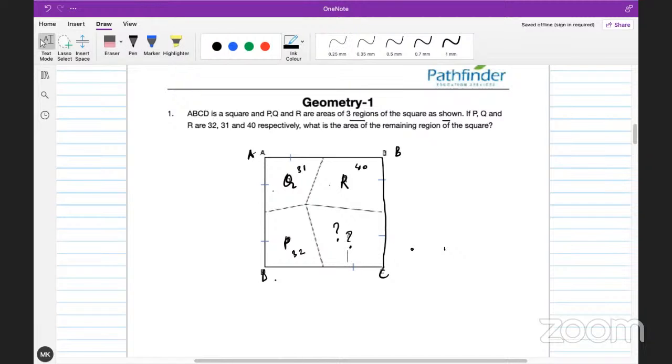It's a very interesting question. Let us see how many of you are able to solve it. Your time has already started. I'll give you 3 minutes to solve this question.